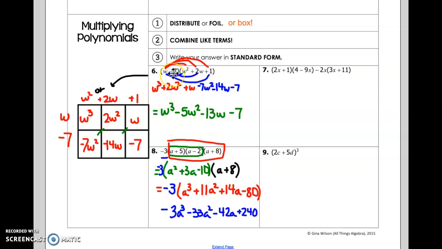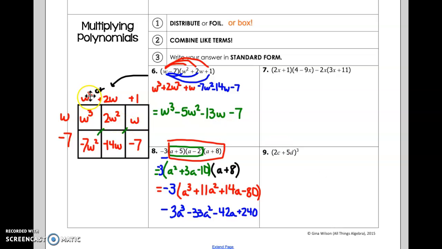Okay, and then I did the same thing with negative 7 times each of the terms, and I wrote that in blue. Again, go ahead, check my math there. I think we're good. Then we're just going to combine like terms. No other w cubes. Then I have w squareds, w's, and negative 7.